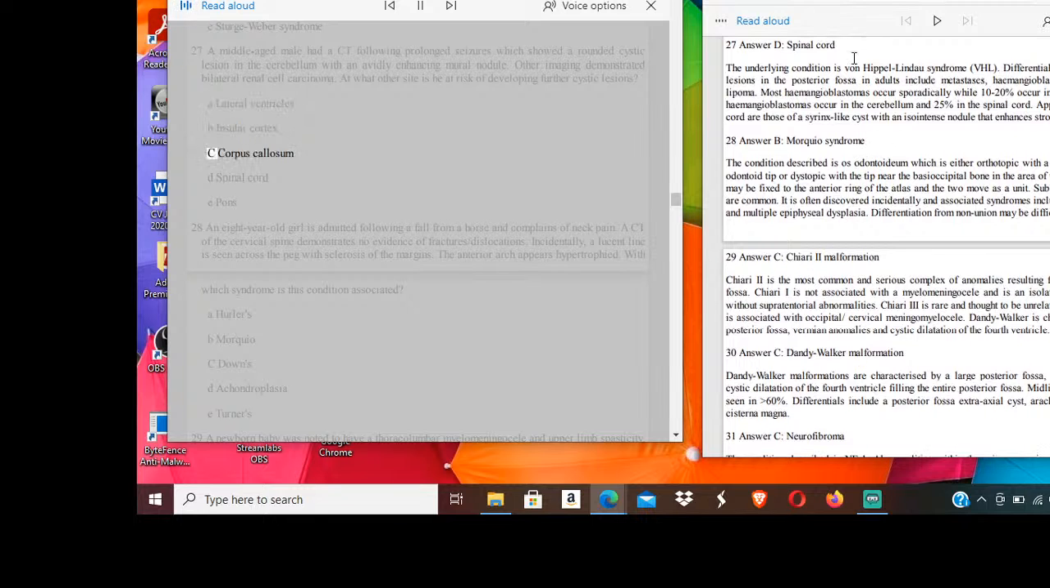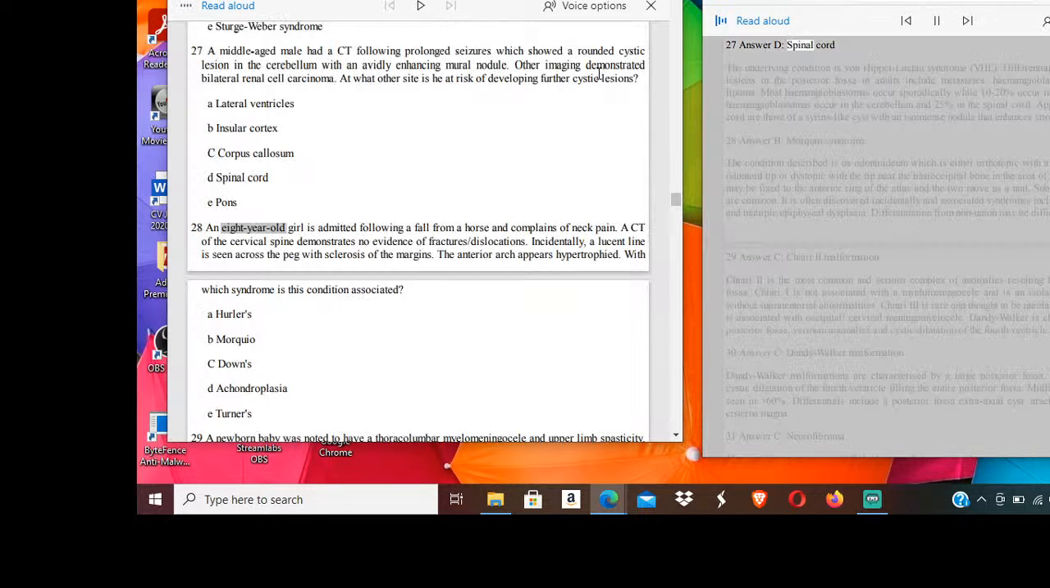A. Lateral ventricles. B. Insular cortex. C. Corpus callosum. D. Spinal cord. E. Pons.